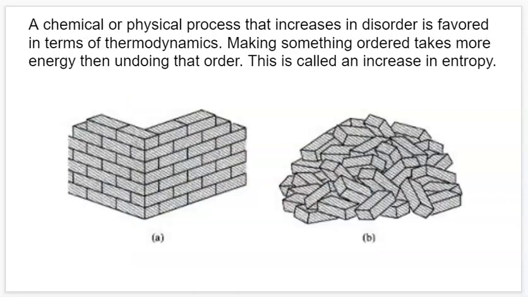Well, in this case, a chemical or physical process that increases the disorder is favored in terms of thermodynamics. And that's because making something ordered, like stacking all these bricks into a wall, takes a lot more energy than undoing that order if you were to just kick it all over in a pile. And going from figure A to figure B here would be considered an increase in entropy, an increase in the disorder of the system.